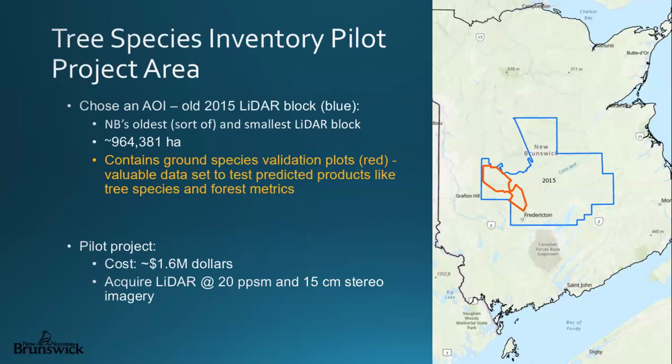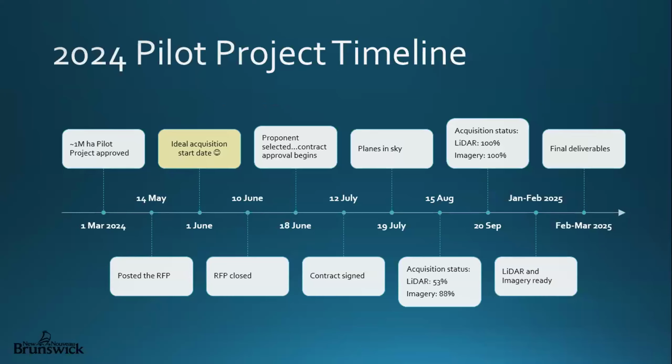We selected an area of interest, pretty much smack dab in the middle of our province. It's our old 2015 LiDAR block. It's about 1 million hectares. And we estimated at the time when we were developing it that a project like this would cost about $1.6 million to acquire high density LiDAR and high resolution stereo imagery. And that pilot project we got approved for back in March of 2024.